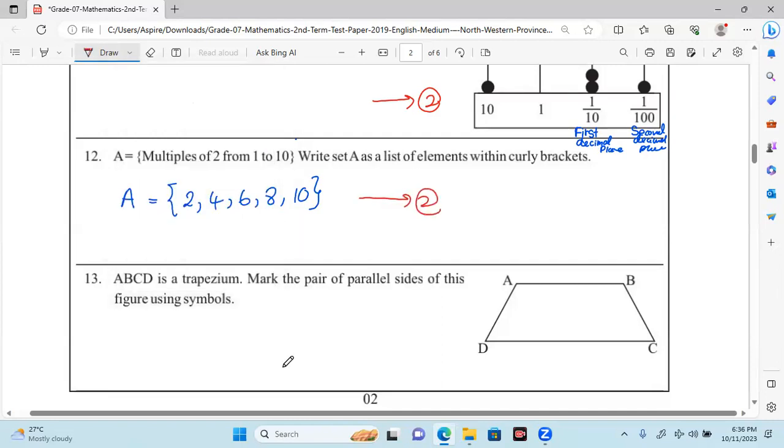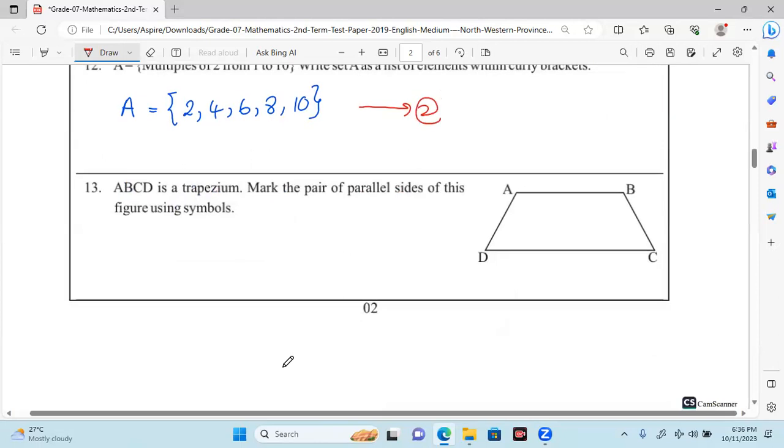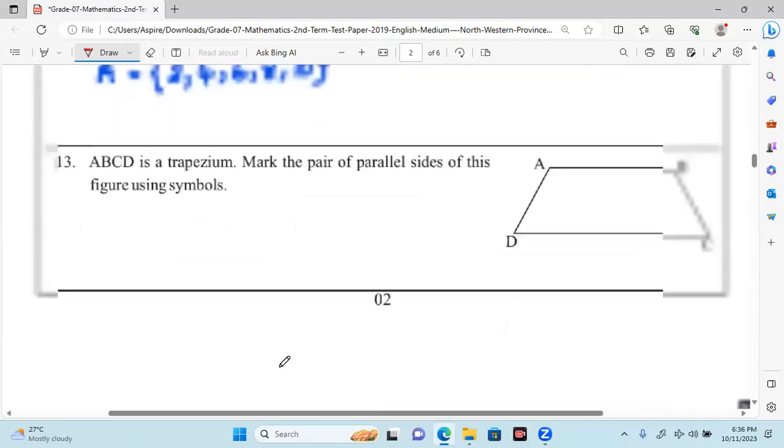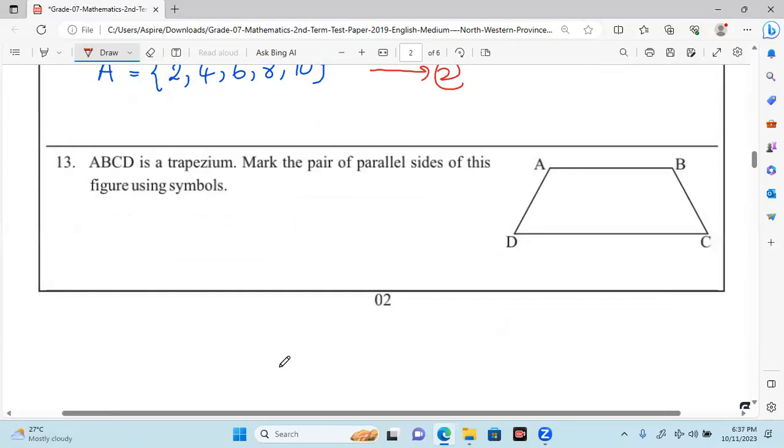ABCD is a trapezium. Mark the pair of parallel sides of this figure using symbols. What are the two parallel sides here? AD and BC. A, B and BC. A, D and BC. No, no. A, B and DC are the parallel lines. So you should have denoted it kind of this way.